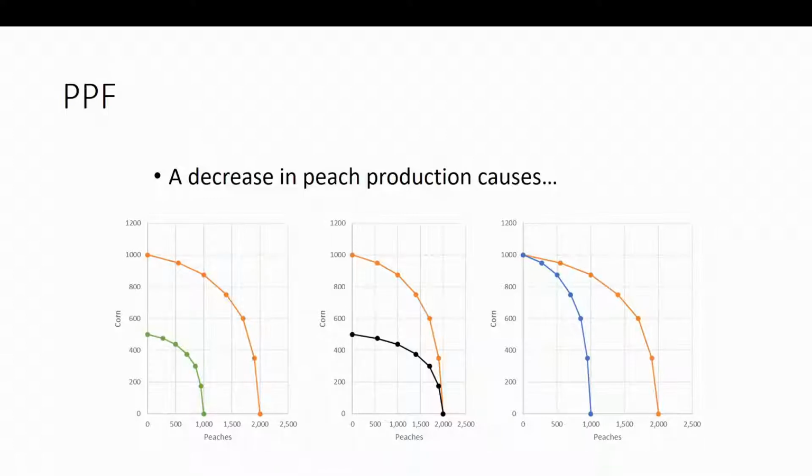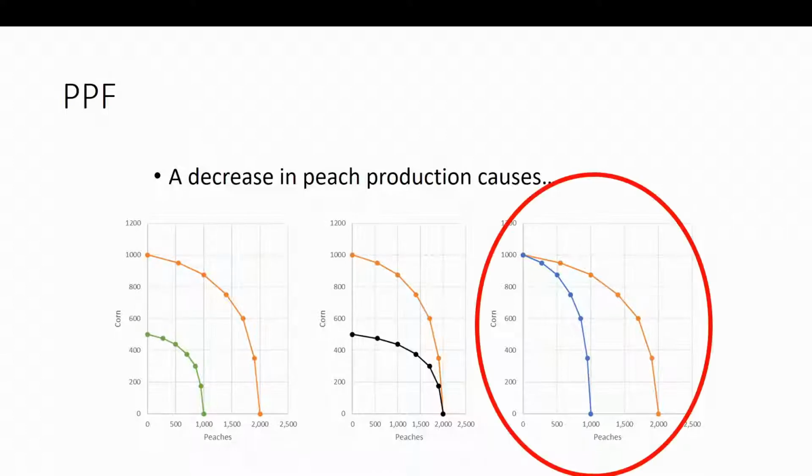Give you a couple seconds to think about it. And we should see a pivot away from peaches, right? If we have a decrease in peach production, this is just a pivot away from peaches.